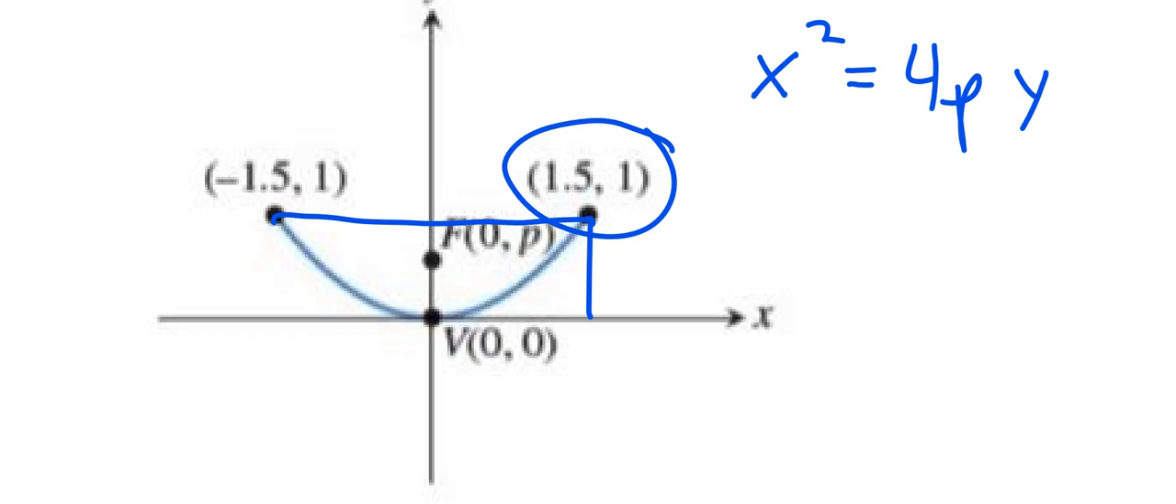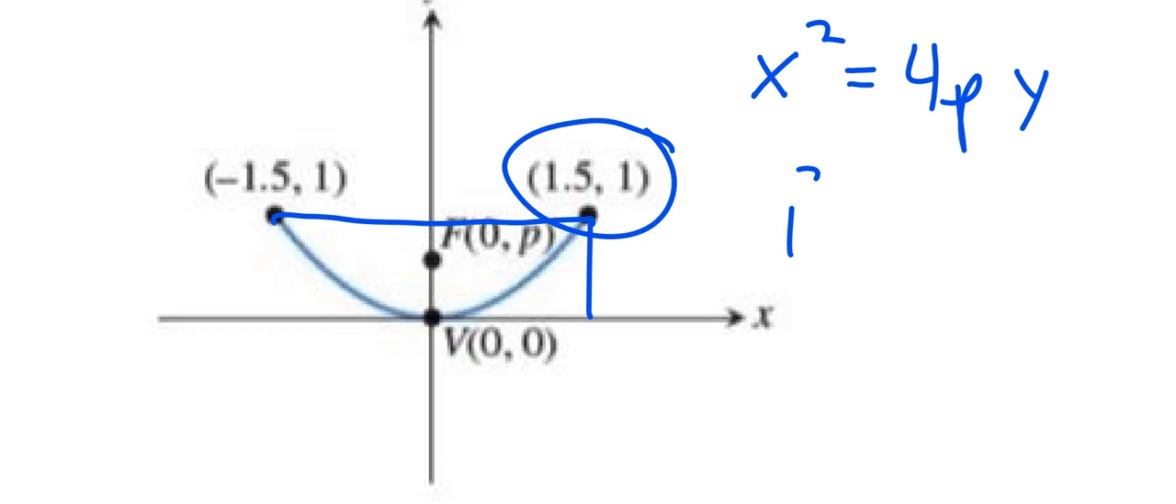Yes, Miss Johnson? So would the 4p be like the 3 feet across? I don't think that we can assume that the 4p is the 3 feet across. Do we have any coordinates on the parabola that we could plug into this equation? We could plug in 0, 0. That's true. But is it going to help us if I plug 0 in for x and 0 in for y? Probably not. Okay, do we have any other coordinates that might be more useful?